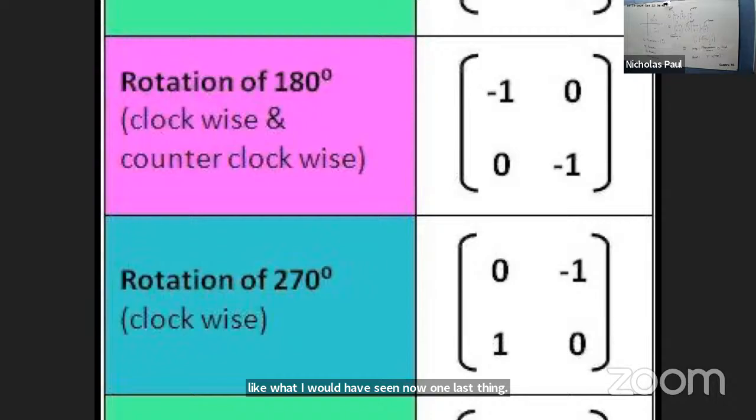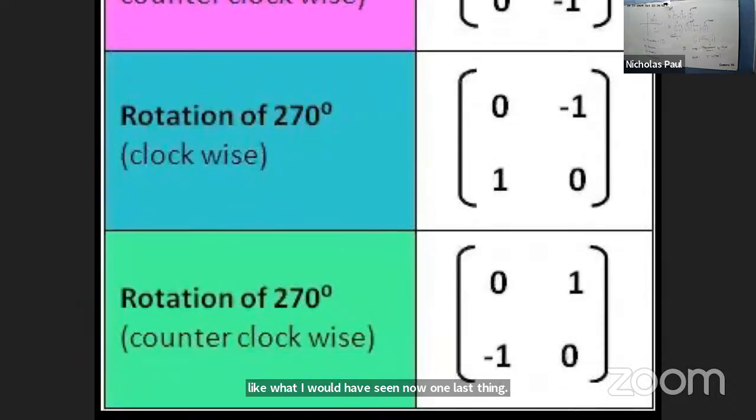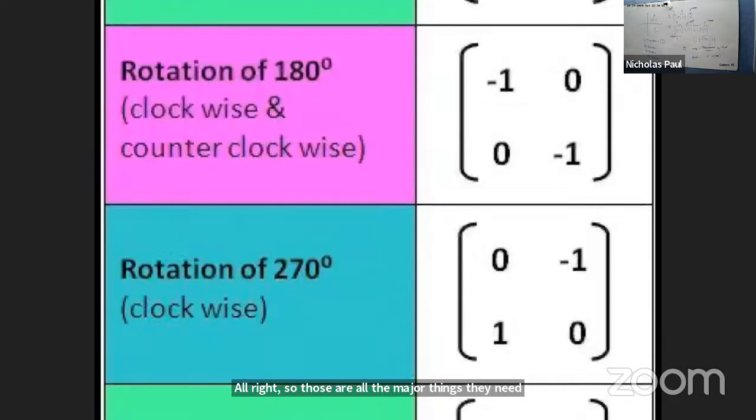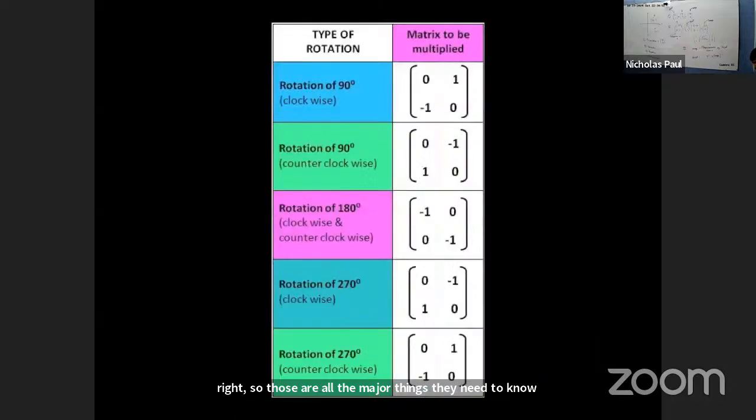All right, so those are all the matrices they need to do. Right, question time.